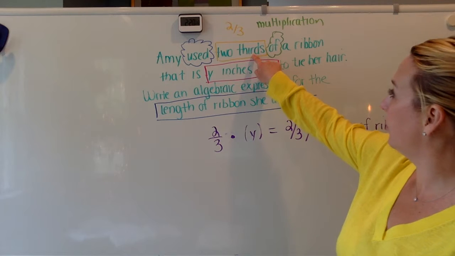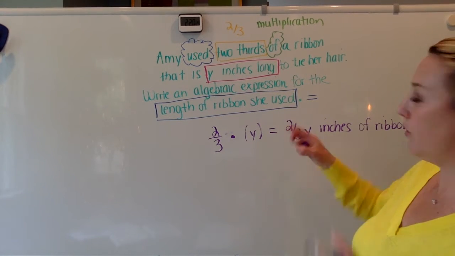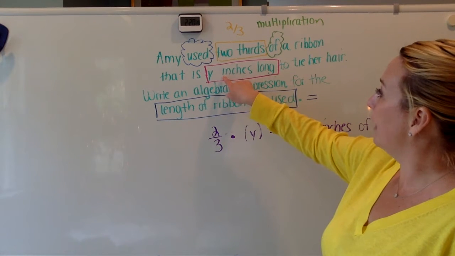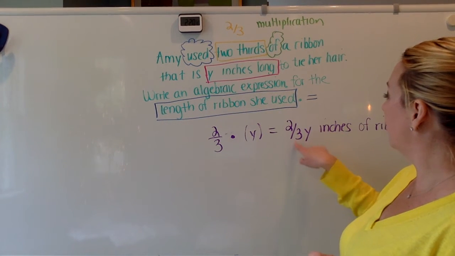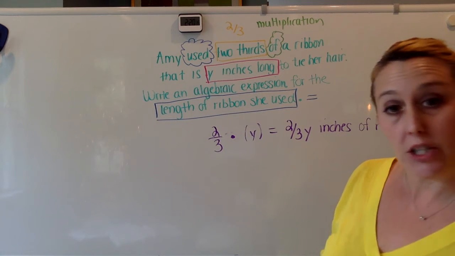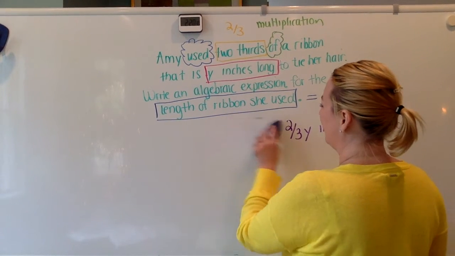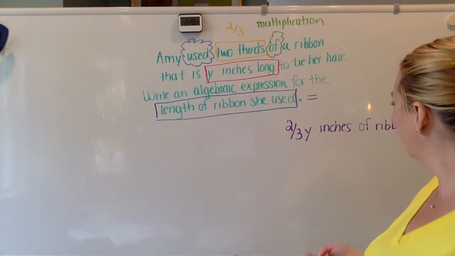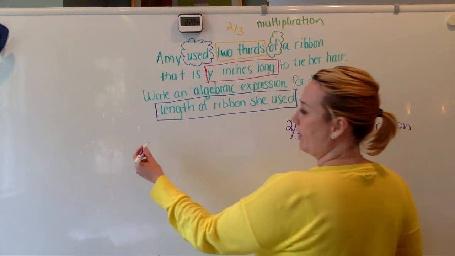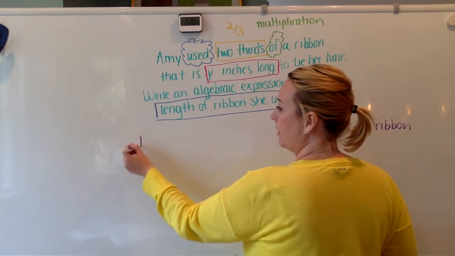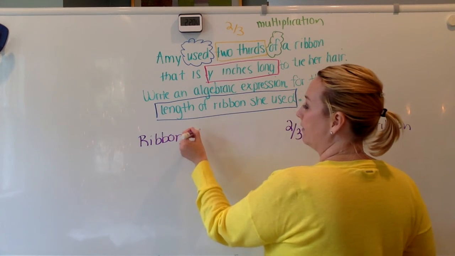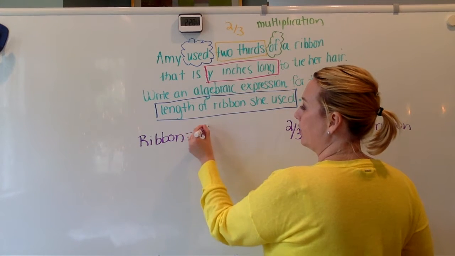That would be the algebraic expression. She used 2/3 of, remember when the terms are right next to each other, it means multiplication, of a ribbon that is y, all right, 2/3 times y inches long. If I want to just test this out, just to be like, does that make sense? All right, well, let's say that she had a ribbon, we'll give it a value. She had a ribbon, because of course we don't know how long the ribbon was, and it was 18 inches long.